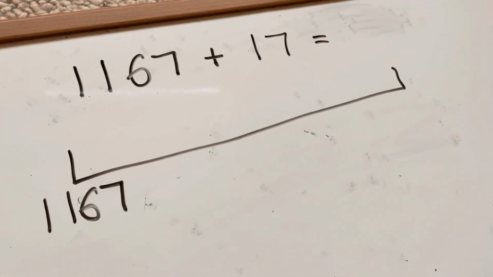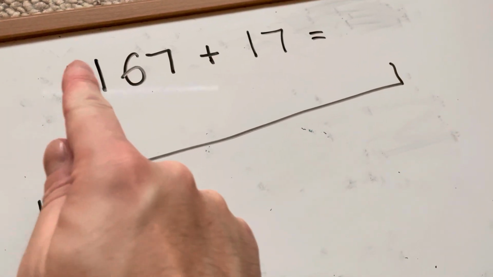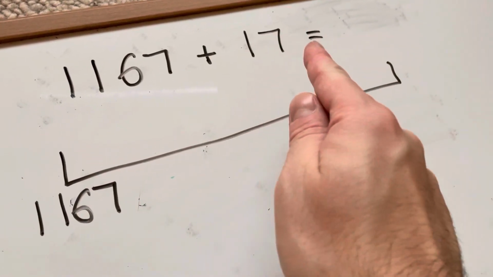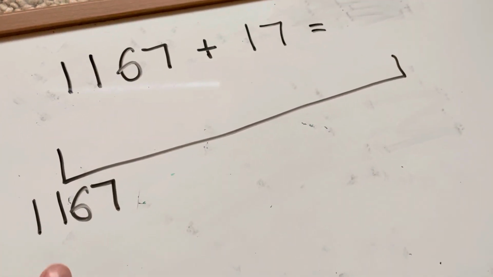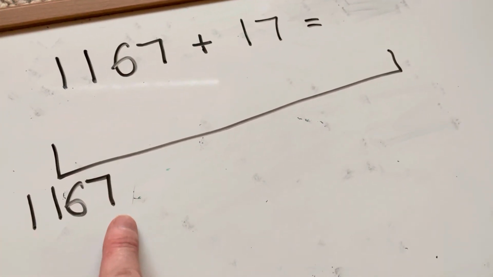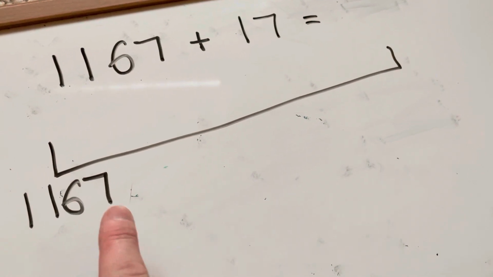Here you go, guys. Here's your question to try. 1,167 plus 17. The values are very far apart, so you can use this strategy well. First thoughts? Get rid of the unfriendly number, make it a friendly number. Good luck. Give it a go.